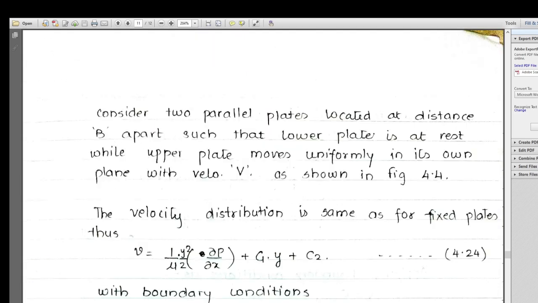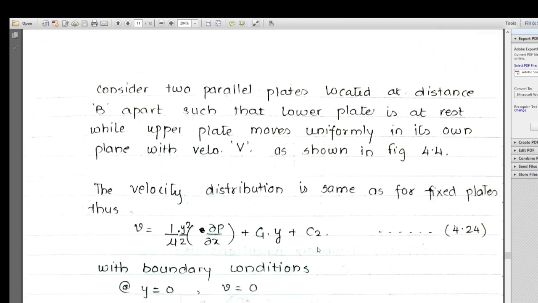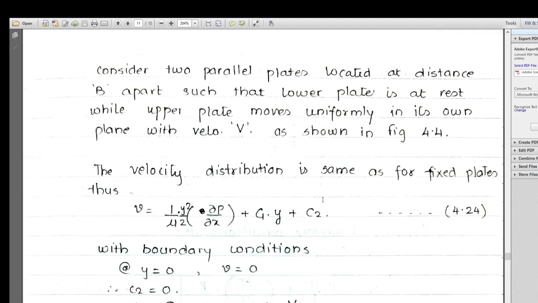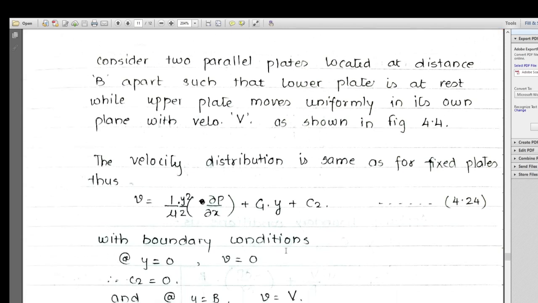So the velocity distribution will be the same as for the fixed plates. Therefore, from the first derivation we can get the velocity as u = 1/μ (y²/2 ∂p/∂x + C1 y + C2), where C2 is a constant. Now, to determine the values of the constants, we will use the boundary conditions.